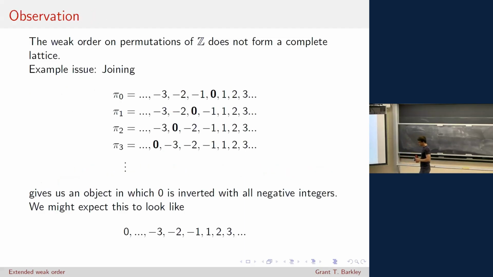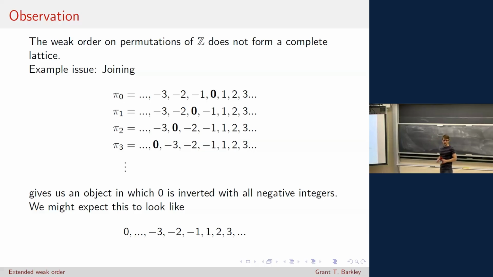Well, to motivate the answer, let's look at an example. So here's a sequence of permutations of the integers that's in this Coxeter group. What I can do is take 0 and move it farther and farther to the left. So this gives me a sequence of permutations. One is the identity, then here I've swapped 0 and -1, and then here I'm just moving 0 farther and farther left. Okay, this is an increasing chain in weak order.